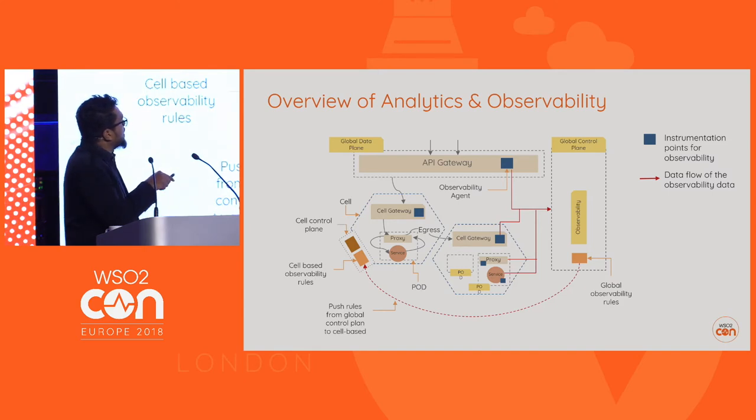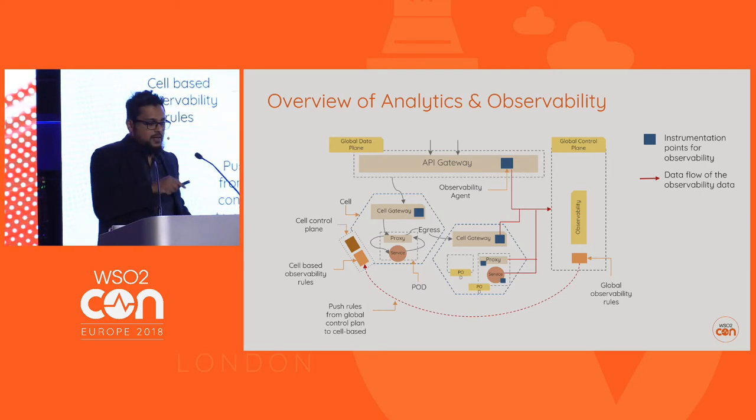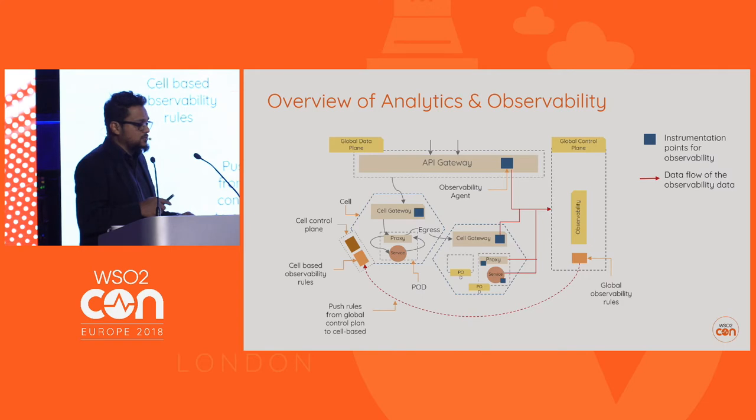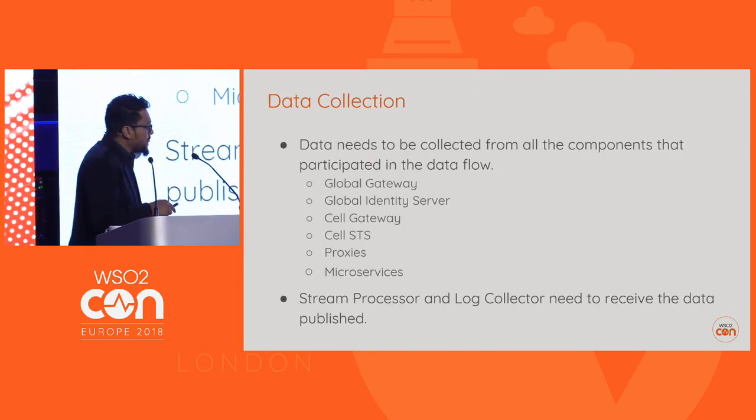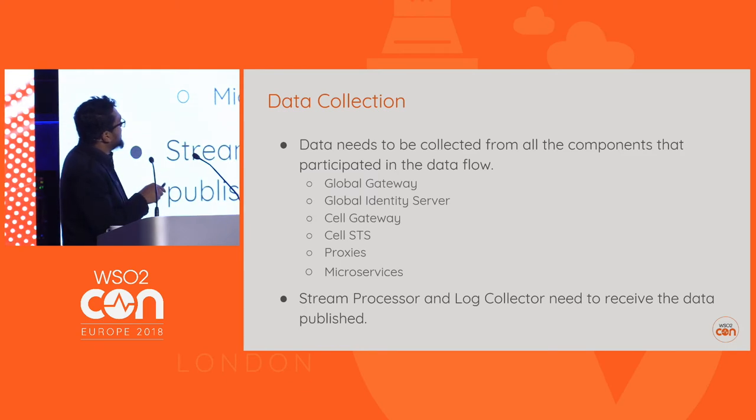What happens is at each level, these metrics will be published to the observability engine, and then you can have a central dashboard which will show you the tracers and so on. So the data collection can be at different levels. So there are different parts in this architecture. So you have a global gateway, identity server, cell gateway, and so on.